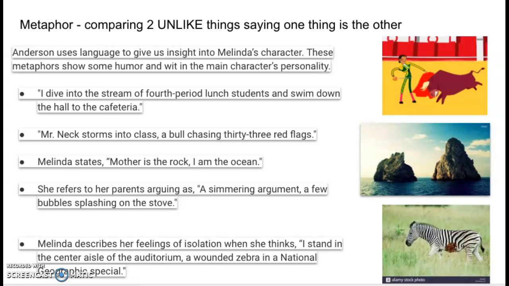In this final metaphor, she says, when describing her feelings of isolation, "I stand in the center aisle of the auditorium, a wounded zebra in a National Geographic special."